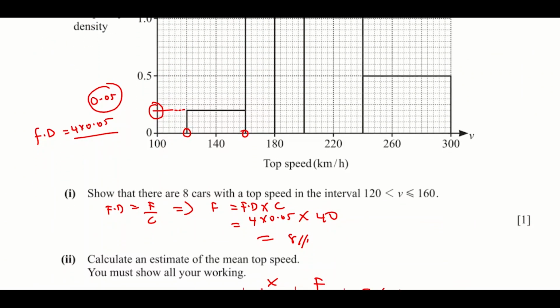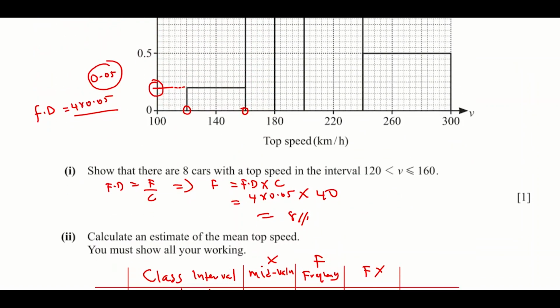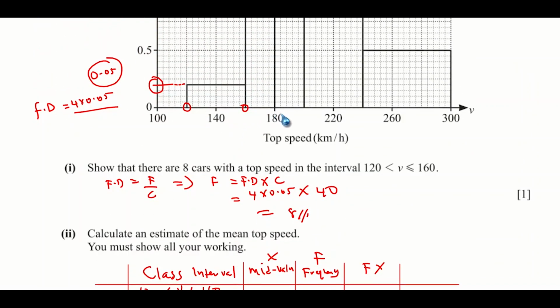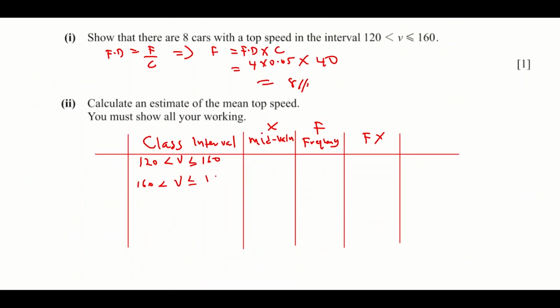We have the first one that is between 120. So 120 is less than v, and v is less than 160. That will be the first one. So that is 120 is less than v, the speed, and is less than or equals to 160. So the next one will be 160 is less than v. So let's say the range, so that is from here to here. So 180, that will be the next one, less than or equals to 180.